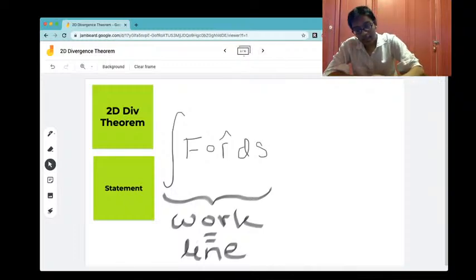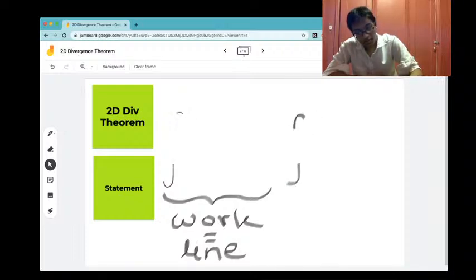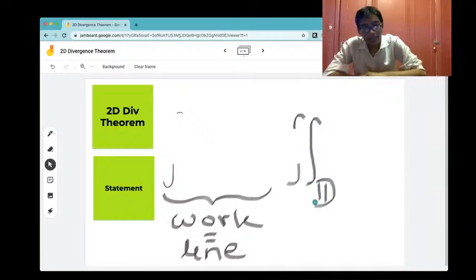Well, this line integral, we're going to set it equal to a double integral, as you might imagine, over a certain region, let's call it D, right?